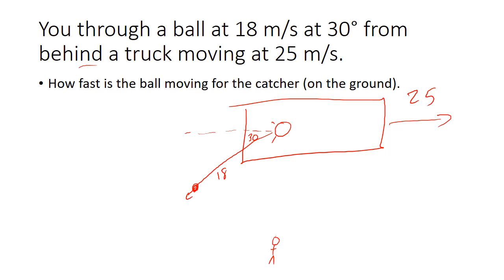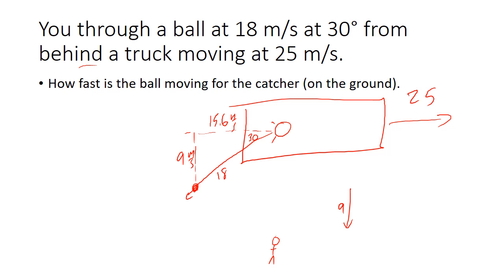Okay, so let's find out. So here we're going to break it into component form. It's at 30 degrees, so that's going to be a 9. This is going to be a 15.6 meters per second. Okay, so now combining these together, there's only one thing going down, so that's going to be the 9.